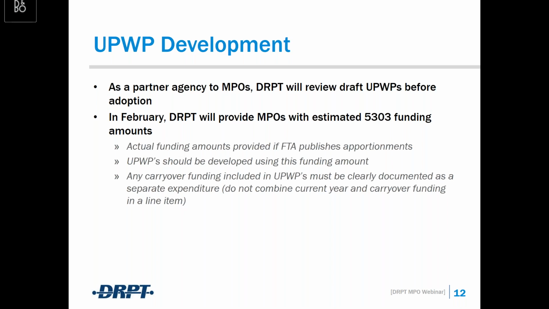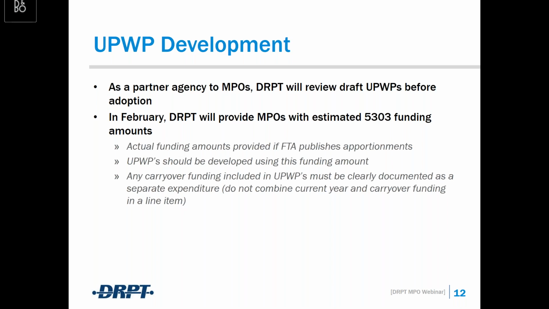I'm not going to go over the requirements of the UPWP, but I did want to mention that as a partner agency to our MPOs, we do like to review the draft UPWPs before adoption. This is just to make sure that our estimated 5303 funding for your MPO ties back to what you have in your UPWP. In February, that's typically when we provide MPOs with your estimated 5303 funding amount. If actual funding is provided by FTA, we will give you that figure, or we will give an estimate if FTA does not provide that to us at that point.